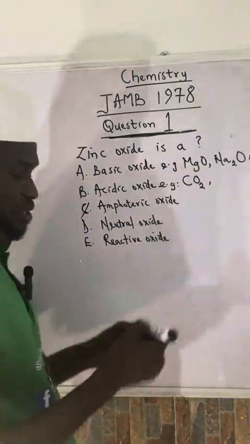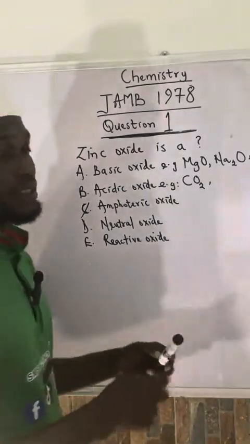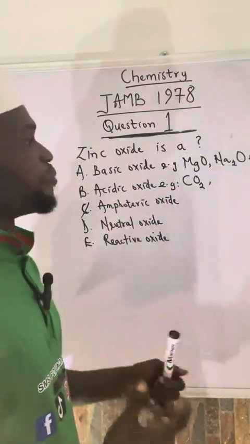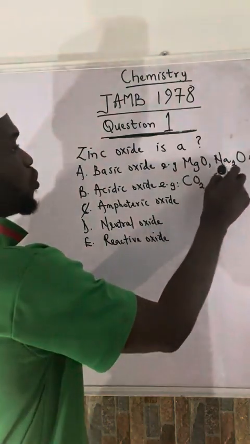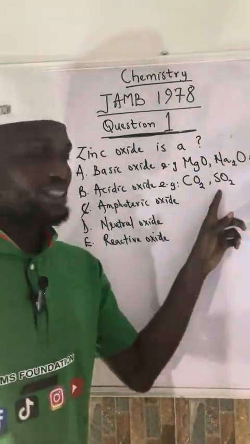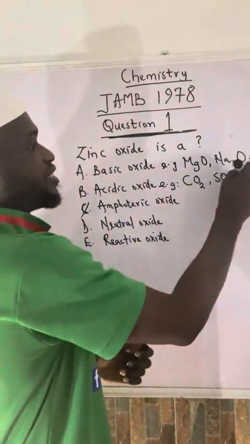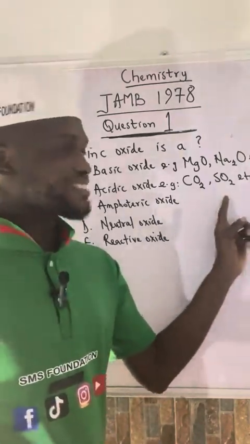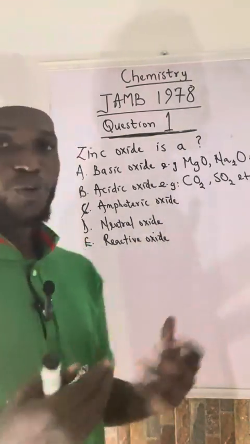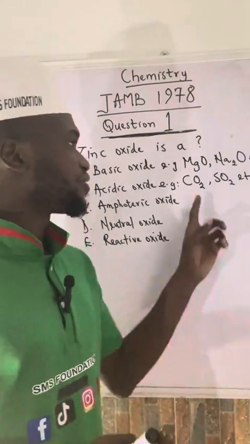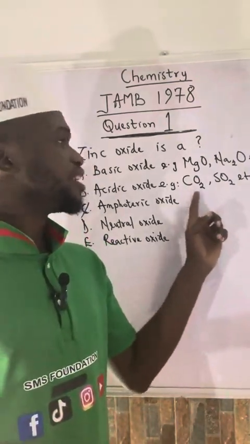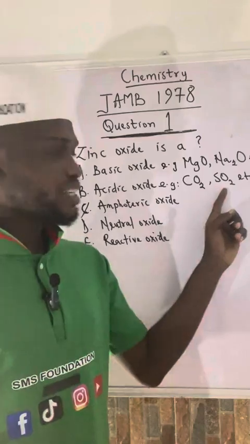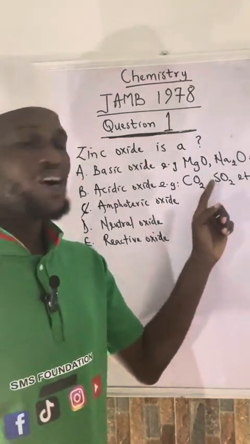Let's have another one. Another non-metal combining with oxygen, something like SO2. This is sulfur 4 oxide. This is carbon 4 oxide, etc. In fact, these oxides we call acid anhydrides because when they dissolve in water they form the corresponding acid. For example, CO2 dissolves in water to form the corresponding trioxocarbonate 4 acid. When SO2 dissolves in water, it forms trioxosulfate 4 acid.